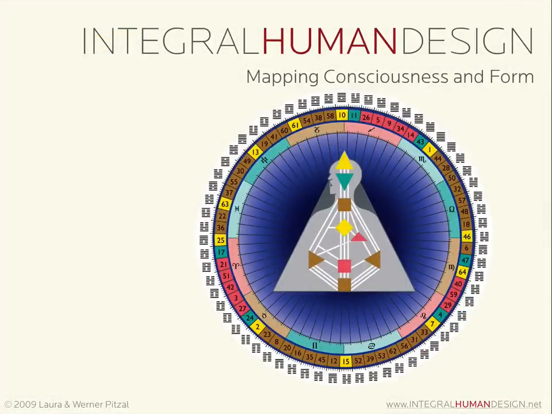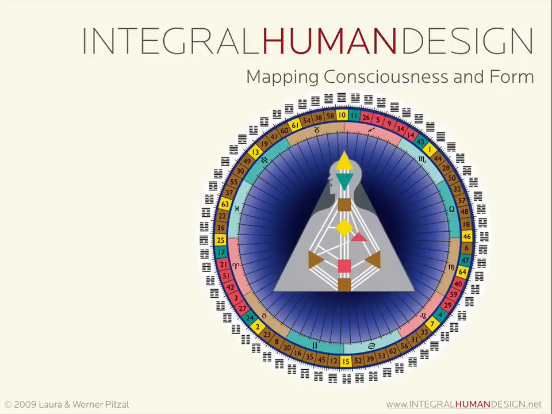So when we look at integral human design, really we look at a way of mapping consciousness and form together. We're using this body graph. This is an old image, but it always is the same structure. We're using this body graph within the context of the wheel of the 64 gene keys, as Richard has said, which are the 64 archetypal prime elements of consciousness, the foundational codes.